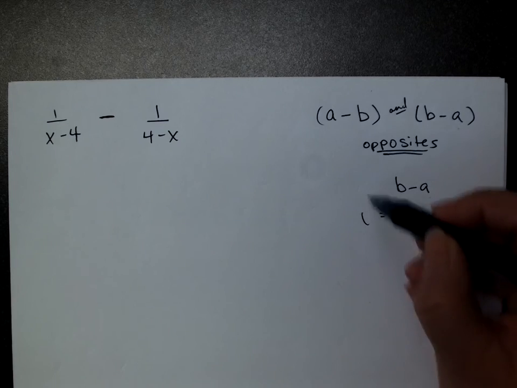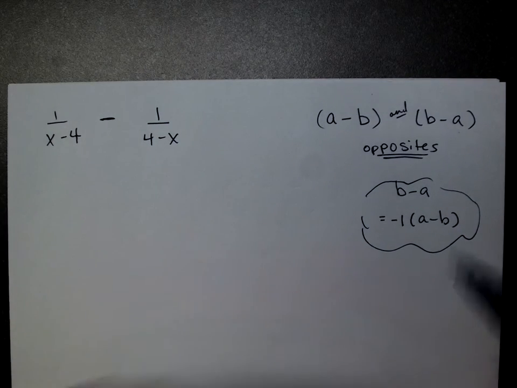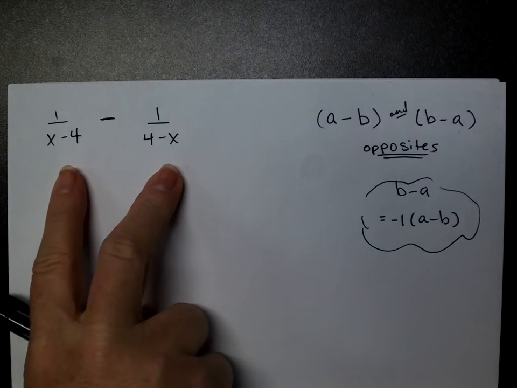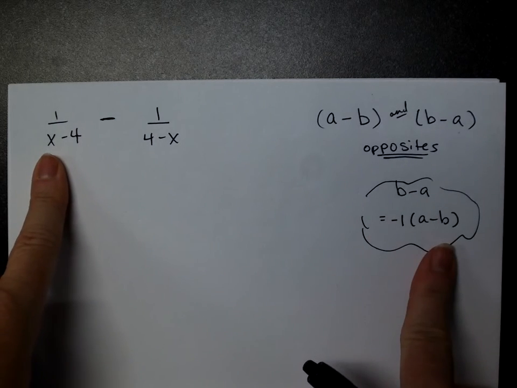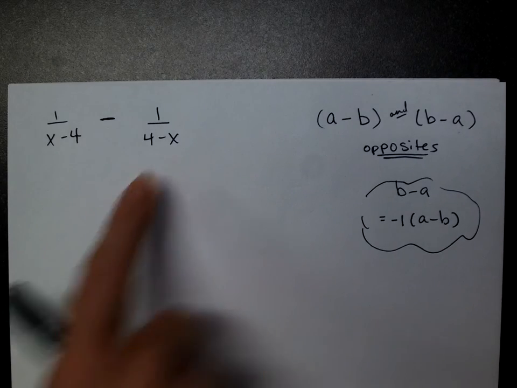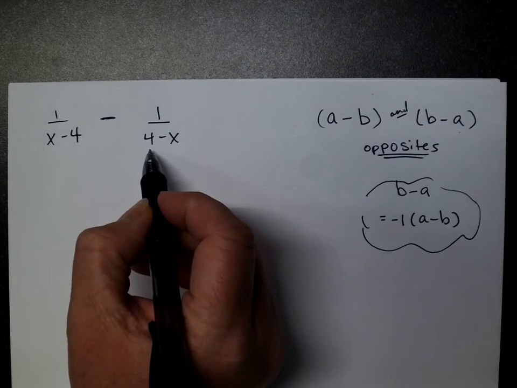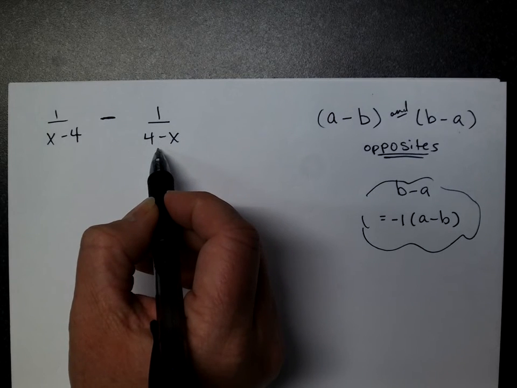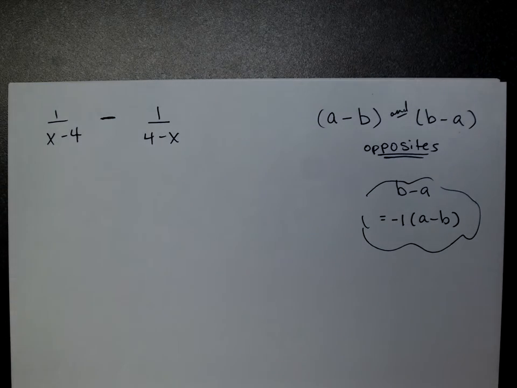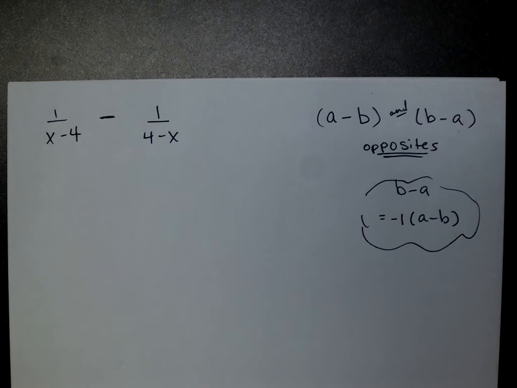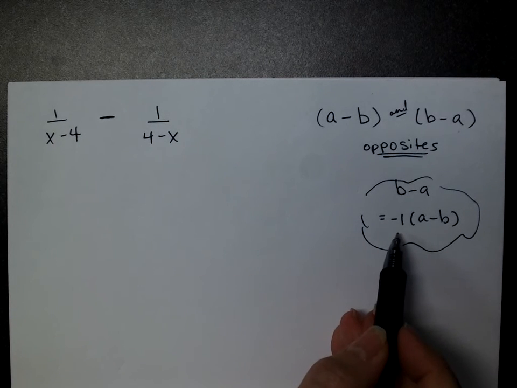So if you had opposites, one on top and one on bottom, it was a legal move to cancel them out and throw a negative out front. Here, this is not one on top, one on bottom. These are denominators, but it's the same understanding. Can I turn 4 minus x into x minus 4? It's not legal, unless you factor out a negative 1.